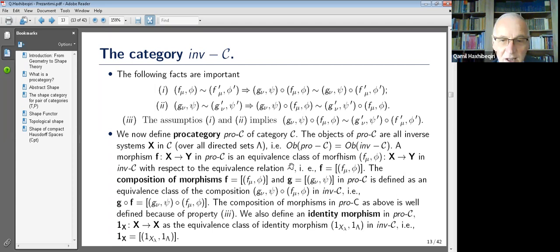Of morphisms of systems, that is, bold F is equal to the equivalence class of morphisms of systems (f, φ). The composition of morphisms F and G in Pro-C is defined as the equivalence class of the composition of its representatives. This means that G composed with F is the equivalence class of representatives of G and F. The composition of morphisms in Pro-C as above is well defined because, by property three, the composition preserves the equivalence relation.